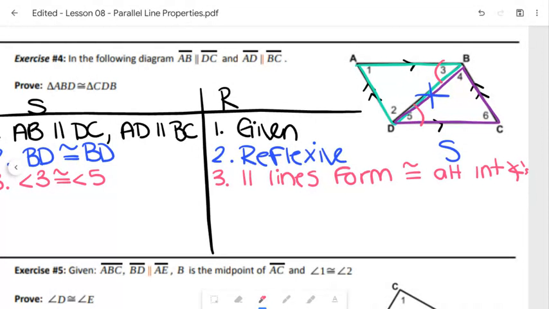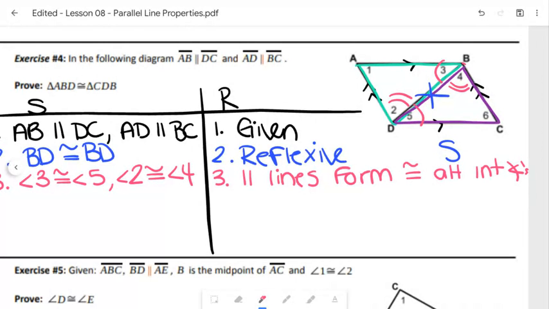Okay, but also I have that backward Z as well. So if I'm going from this parallel pair, I should also see it in there. So I really have angles 2 and 4 also congruent. So I'm going to squeeze that on that same step.